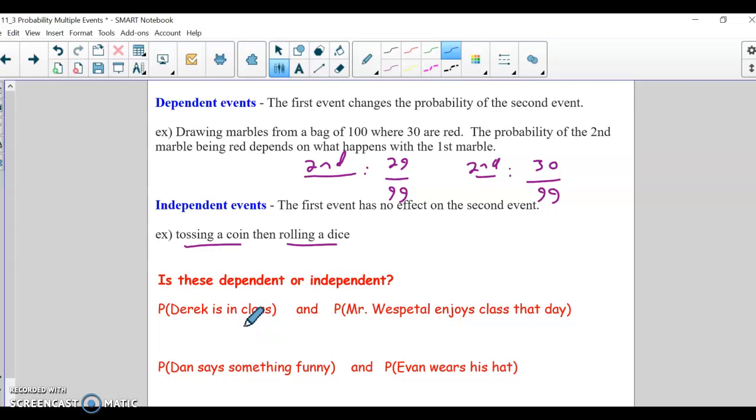Okay, so the first example, hopefully you've had a chance to think about this, is dependent. My happiness depends on if Derek is in class or not. My happiness will go up if Derek is in class, and go down if not. And then the second two would be examples of independent. You could make an argument that they weren't, but in general, someone saying something funny has nothing to do with Evan wearing his hat or not in class.